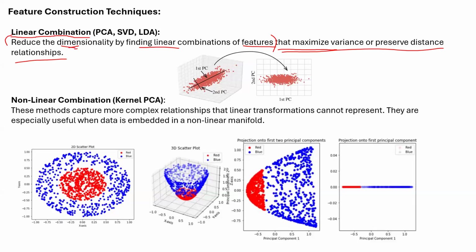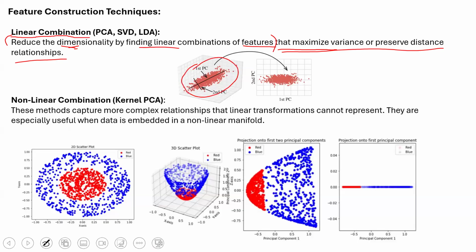But just understand there are two types. One is linear combination. The other one is non-linear combination. So why do we need to use non-linear combination? When you have complex data sets, when the data points have more complex relations, and you want to separate such kind of data sets, you cannot go with linear combinations.